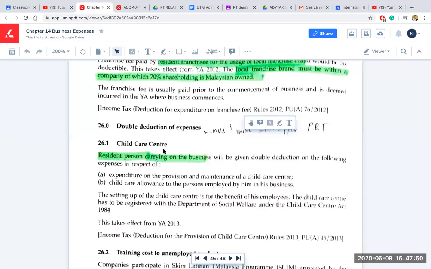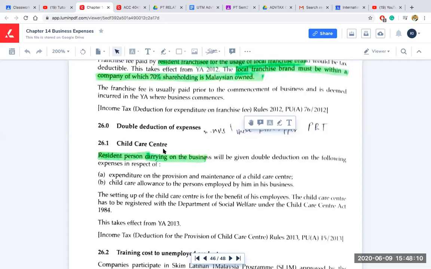So katalah sekarang ni dua-dua jawapan betul. Dalam exam yang mana yang betul? Double deduction. Yang betul. Sebab walaupun single deduction betul, tapi that is not the best answer. The best answer must be double deduction. So in that case, for childcare expenses, revenue in nature, you kena claim double deduction.